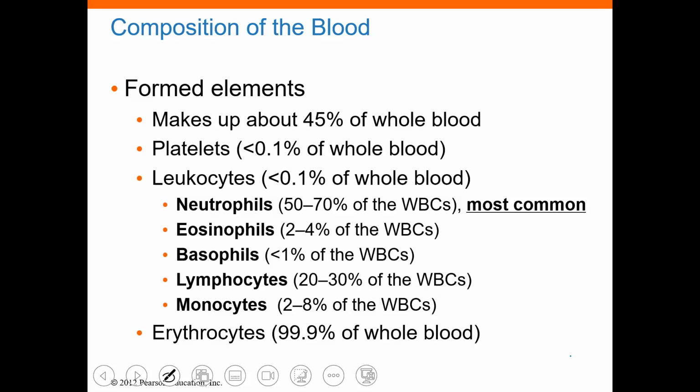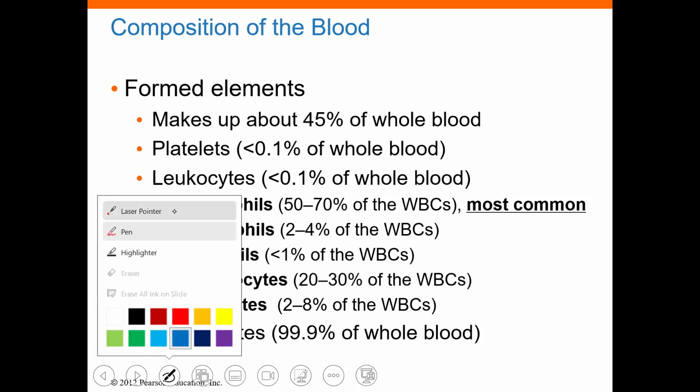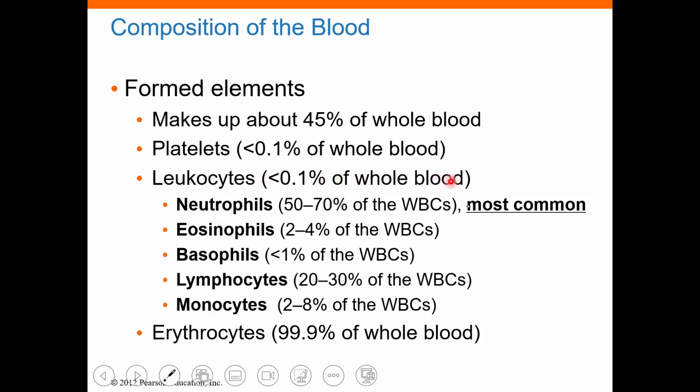Our formed elements make up about 45% of whole blood. Our platelets, which are responsible for clotting, are really, really small. Now we see these leukocytes. Leukocytes are also known as white blood cells, a small amount of that whole blood as well. We subdivide these leukocytes out into neutrophils, eosinophils, basophils, lymphocytes, and monocytes.